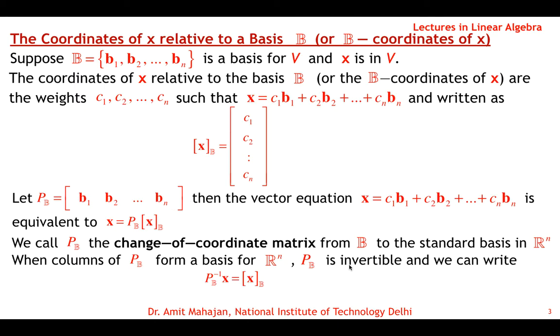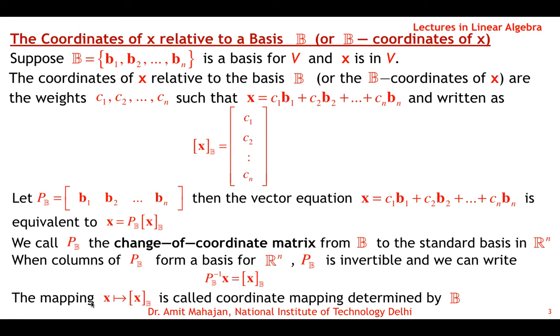So it becomes an invertible matrix, and so we can write this equation as PB inverse x equals xB, or the B coordinate of x can be calculated as PB inverse x. So we have a transformation here, or mapping, which is written as x to the B coordinate of x, and we call this mapping the coordinate mapping determined by the basis B. So this mapping tells us how the vectors x are transformed to the B coordinate of x, which means the scalars.